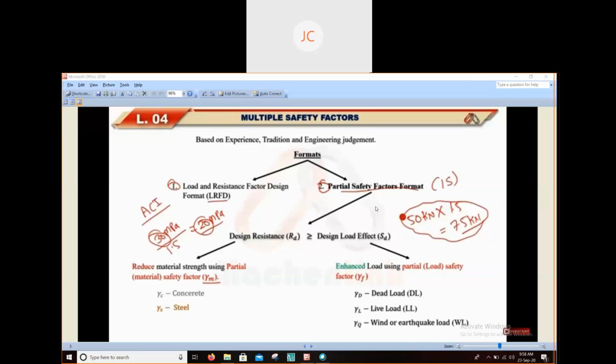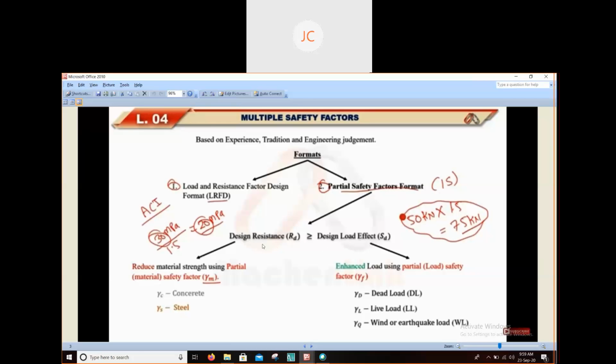Okay, so what is partial safety factor and how can you use that? If you read the IS code, you will get details about partial safety factor. For using this partial safety factor, our main criterion is this one: design resistance must be greater than or equal to design load effect.